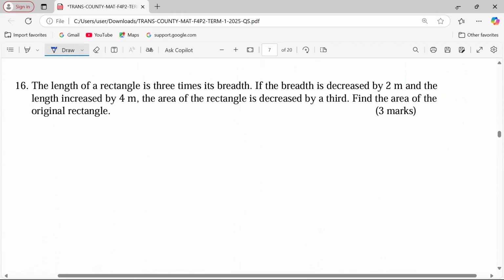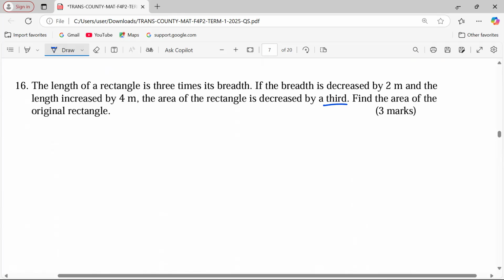Then finally, we're having number 16 here. Then later we'll be doing section 2. The length of a rectangle is 3 times its breadth. The breadth is decreased by 2 meters and the length increased by 4 meters. The area of the rectangle is decreased by 1/3. Find the area of the original rectangle.